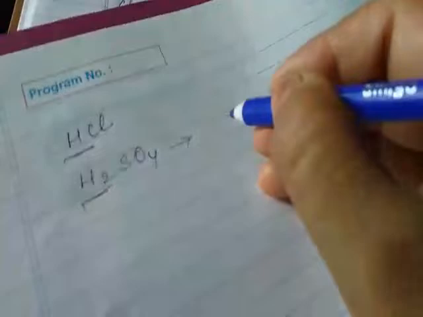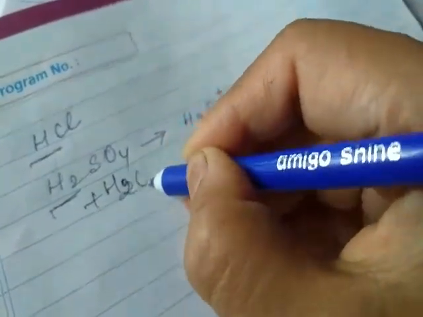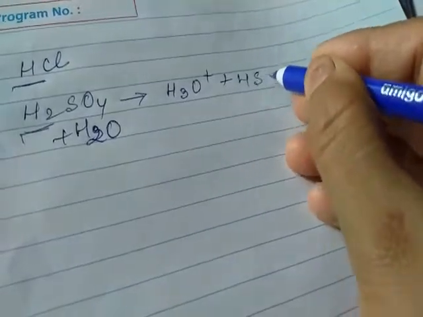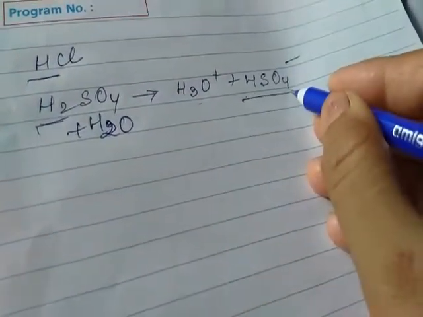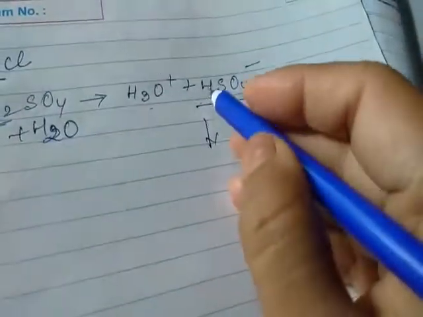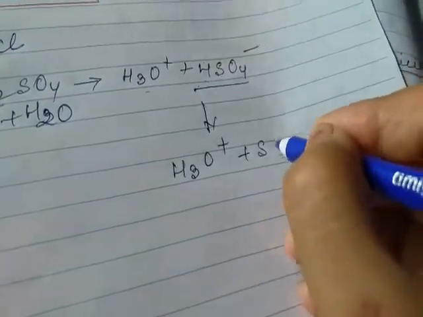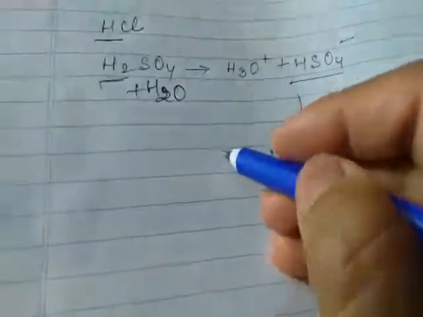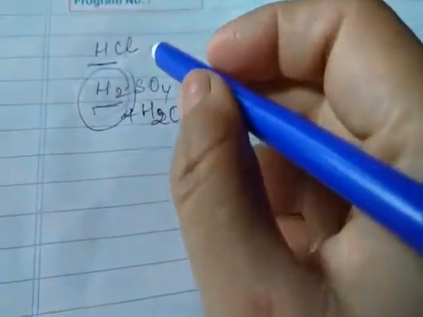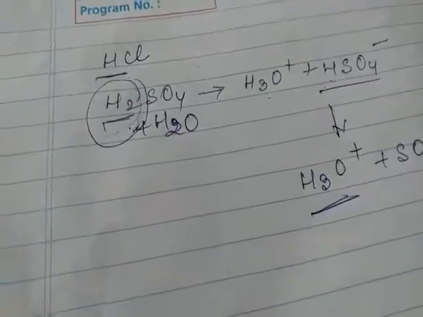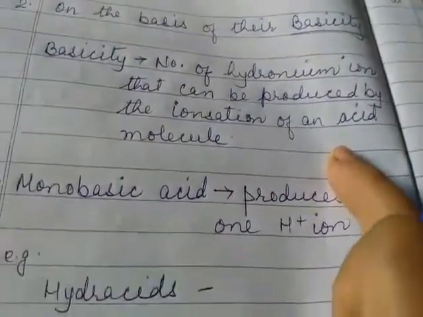In aqueous solution, when it comes with water, first H3O+ and HSO4- are formed. One hydrogen is replaced to form a hydronium ion. And again HSO4- loses this H+ ion and again forms an H3O+ ion and SO4 2- ion. So there are two replaceable hydrogens. This type of acid is called a dibasic acid. So this is a monobasic acid and this is a dibasic acid. So basicity is the number of hydronium ions that can be produced by the ionization of an acid molecule.